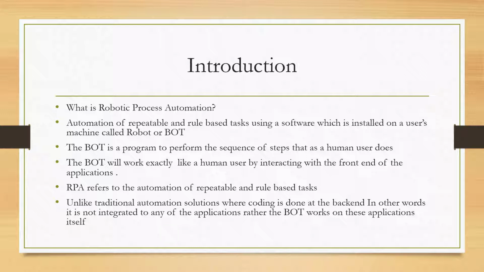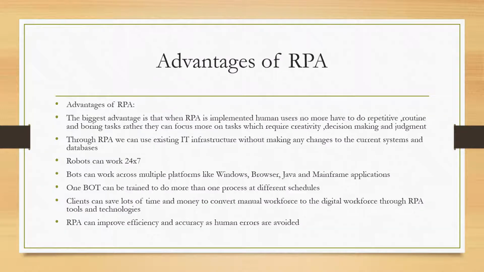Automation of repeatable and rule-based tasks using software installed on the user's machine called a robot or a bot. The bot is a program that performs the sequence of steps that a human user does. The bot works exactly like a human user by interacting with the front end of the applications. RPA refers to the automation of repeatable and rule-based tasks. Unlike traditional automation solutions where coding is done at the back end, it is not integrated into any of the applications, rather it works on the applications themselves.